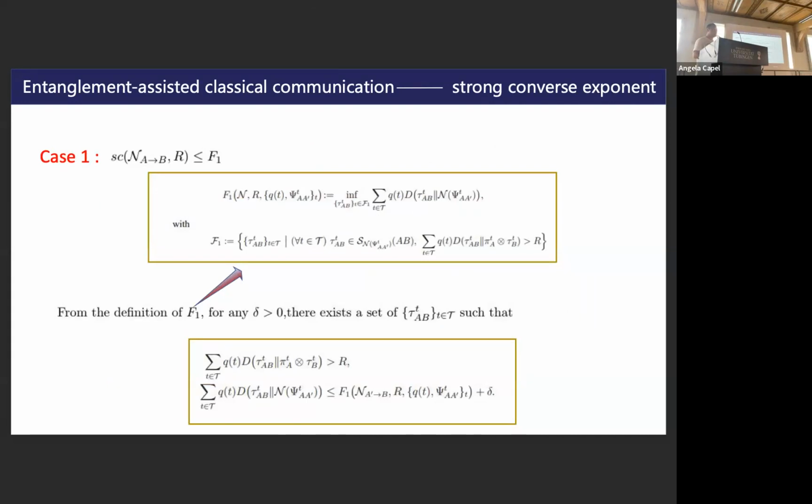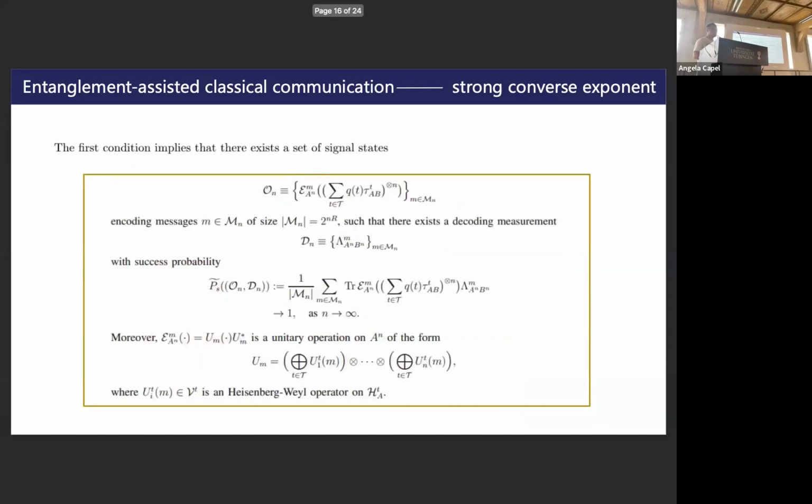I first introduce the proof of the first case. The strong converse exponent is less than F1. From the definition of F1, for any delta larger than 0, there exists a set of tau and b such that the following two conditions are satisfied. And from the first condition, we can conclude that there exists a set of signal states and a decoding measurement such that the success probability of this protocol goes to 1 as n tends to infinity.